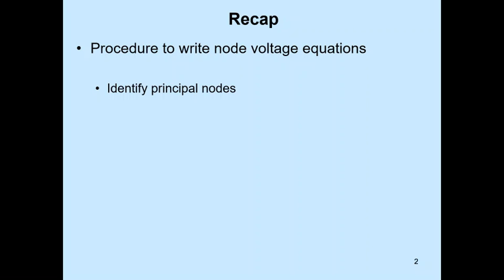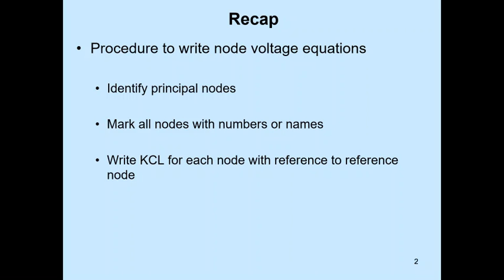So for this, first we identify the principal nodes, then mark all nodes with numbers and names. Write KCL, Kirchhoff's current law, for each node with reference to the reference node. Then arrange the equations in matrix form. This is the procedure for writing node voltage equations.